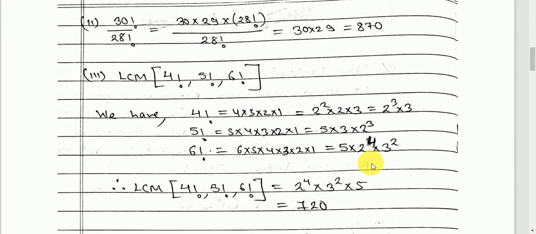Now we are looking for the LCM. In the first you have 2 cube, here also 2 cube, and here 2 to the power 4. So take the one which has the maximum power, so we'll write 2 to the power 4. Then here we have 3.